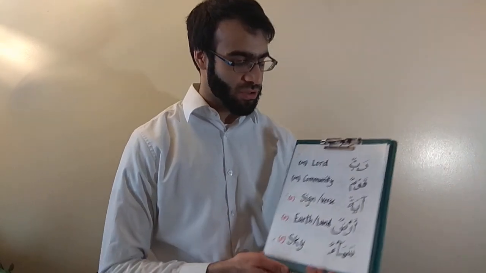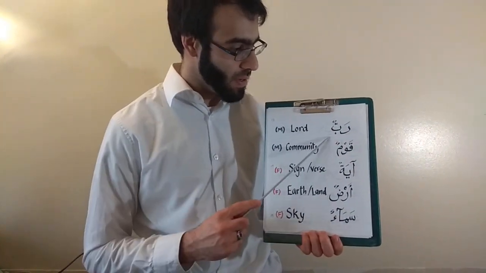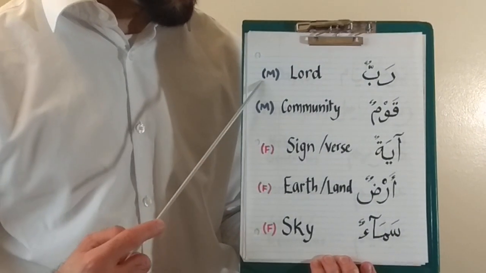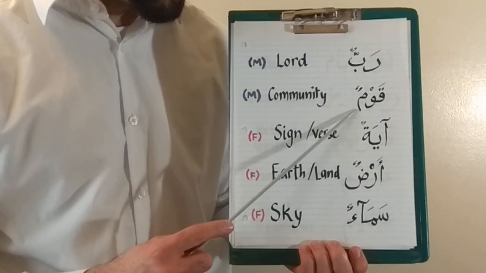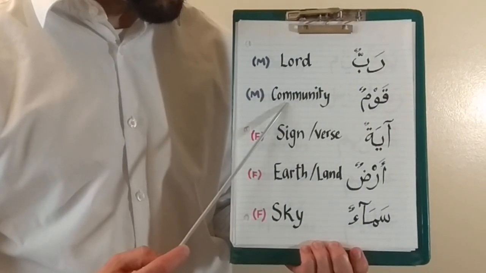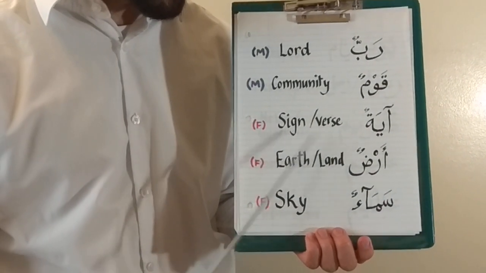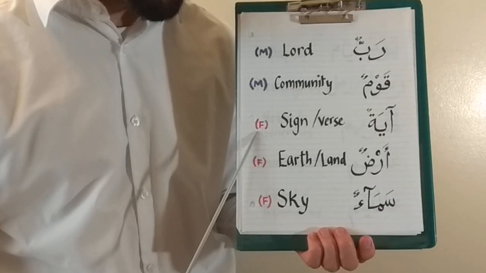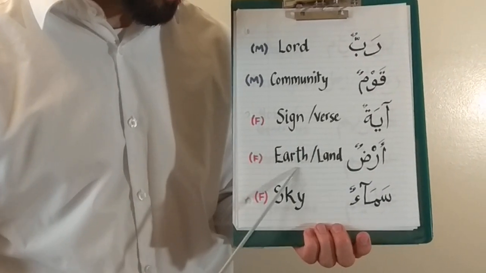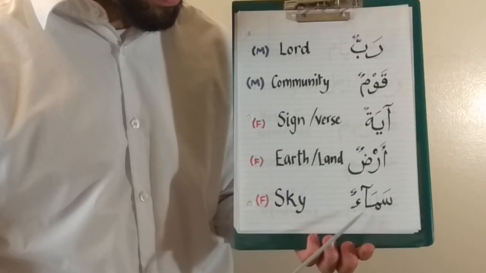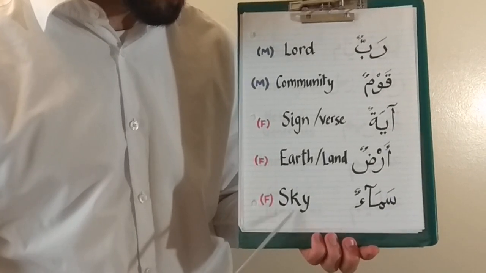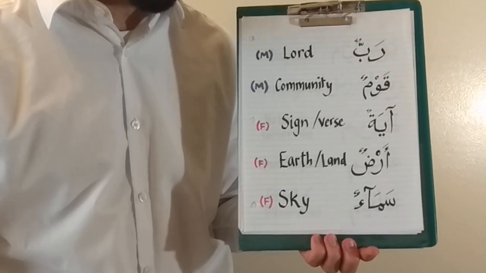In each of these classes, we'll also cover 5 of the most common words in the Qur'an to help build your vocabulary. So today's words are rabb, which is the Arabic word for Lord, which is a masculine noun. Qawm, which is the word for community or people. It's masculine as well. Ayah, which means sign or verse, and this one's feminine. Ardh, which means earth or land, feminine. And samaa, which means sky, or could also mean heaven, which is another feminine noun.